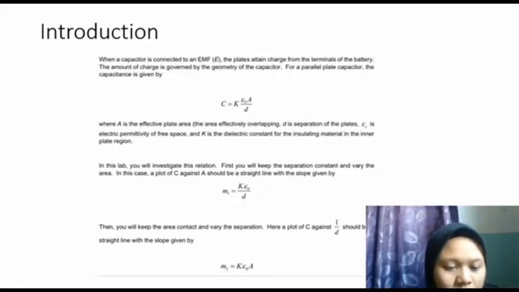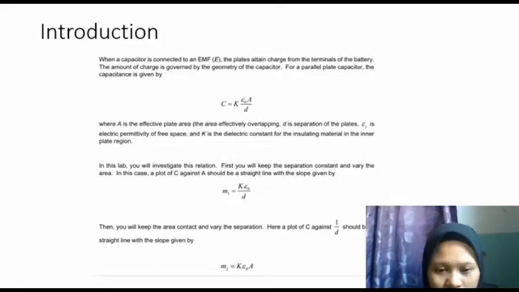In this lab, we will investigate this relation. First, we will keep the separation constant and vary the area. In this case, the plot of C against A should be a straight line with a slope given by M equals K epsilon naught over D, where M is the gradient or slope. Then, we will keep the area constant and vary the separation. Here, a plot of C against 1 over D should be a straight line with a slope given by M equals K epsilon naught A, where M is the gradient or slope.